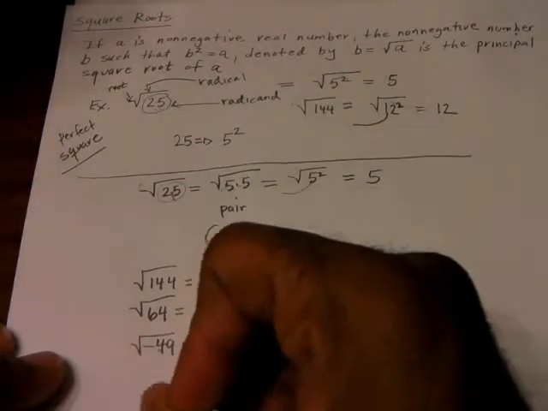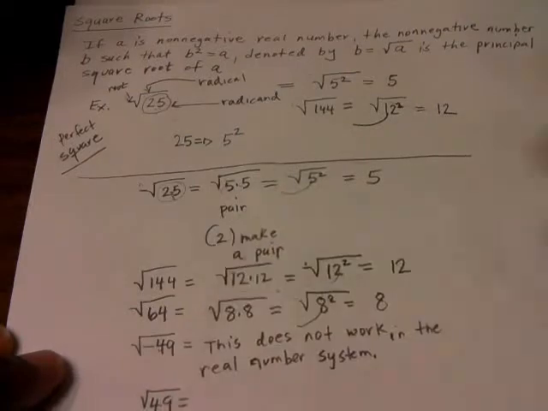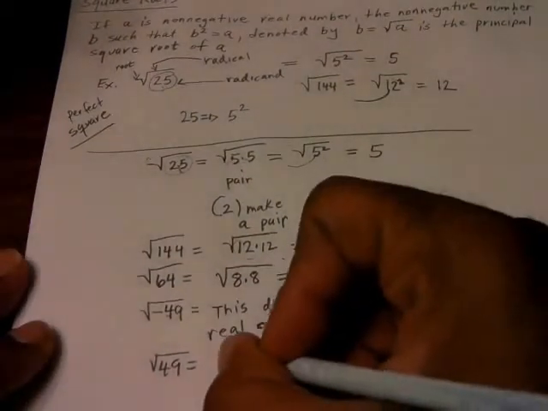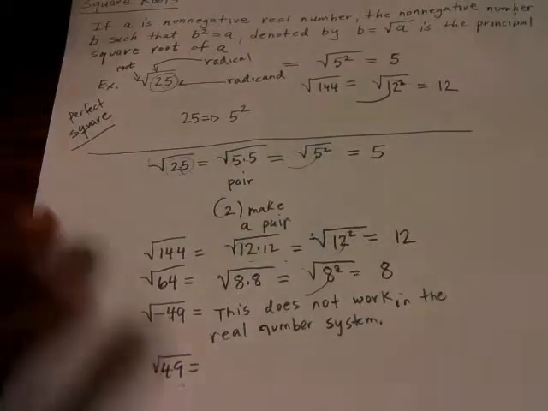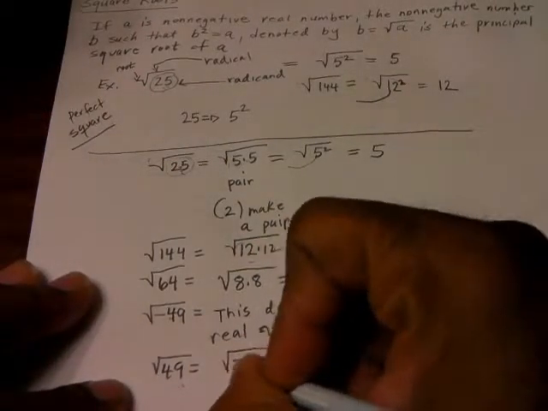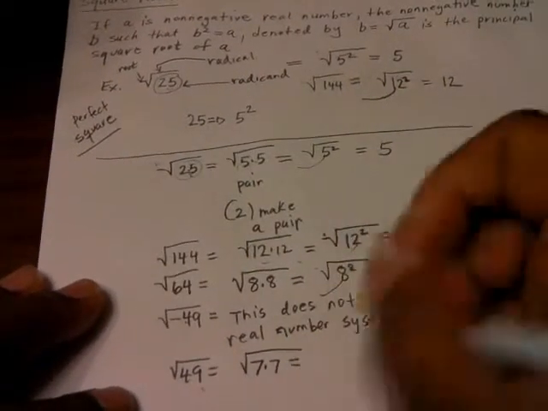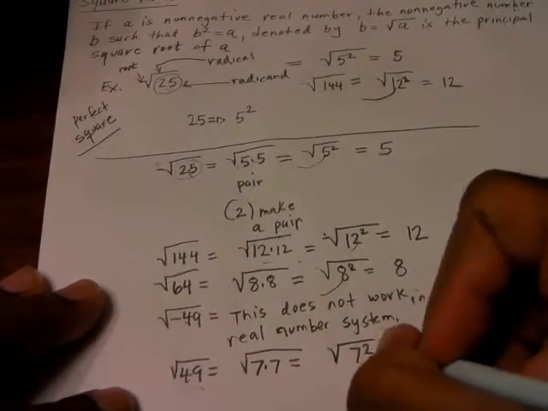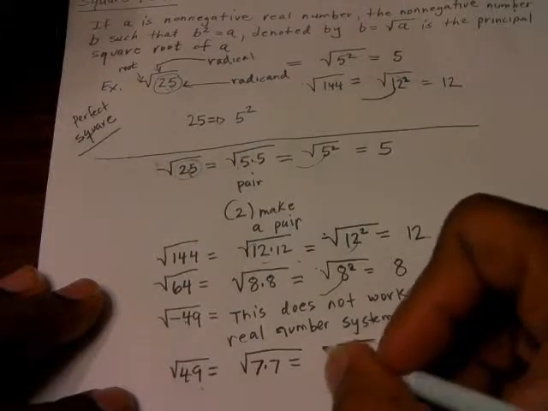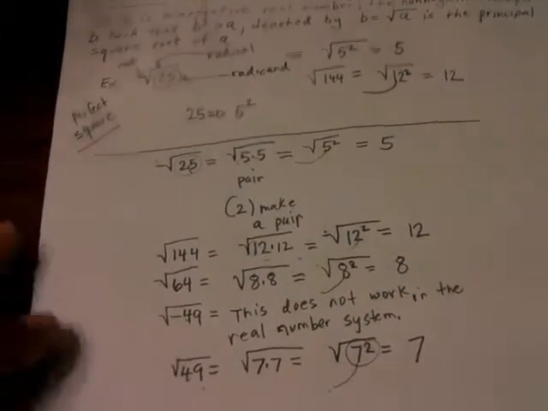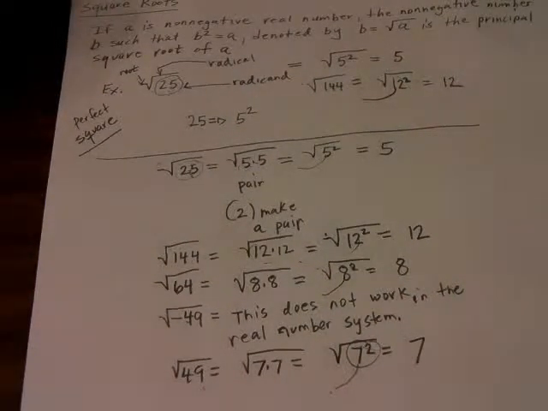But if we have square root of 49, which is positive, it will work. So what two numbers will give you 49 that makes a pair? 7 times 7 can be expressed as 7 squared, which is 7. As it comes out, the root cancels out the exponent. And we'll try, let's see, let's try this one.